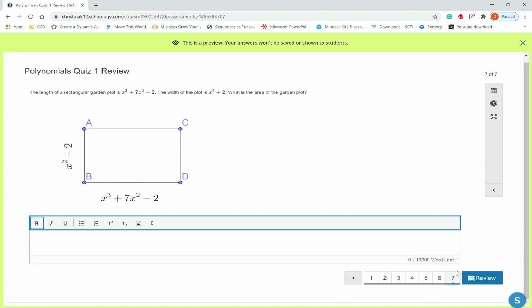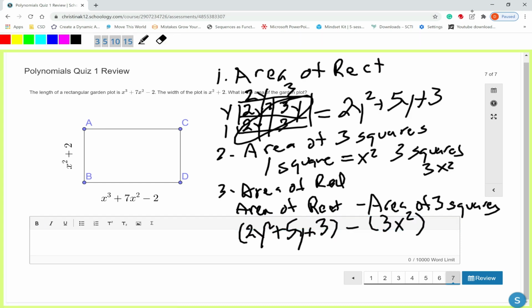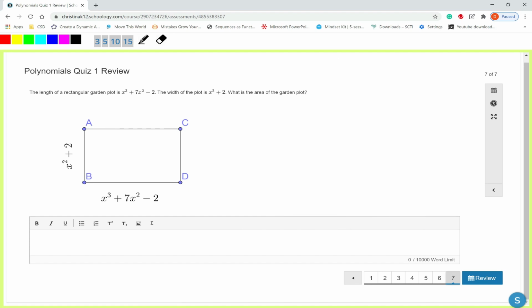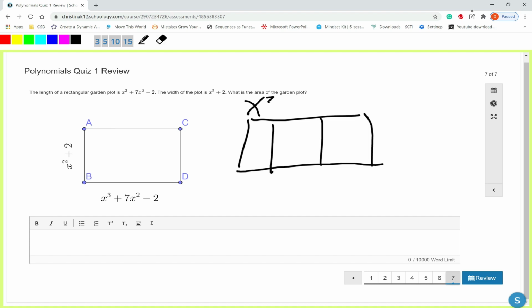And last question. The length of a rectangular garden plot is x cubed plus 7x squared minus 2. The width is x squared plus 2. What is the area of the garden plot? So let's clear all of our old work out. So we're going to quickly make a box and multiply. So we have x cubed, 7x squared, minus 2, and then we're multiplying by x squared plus 2.